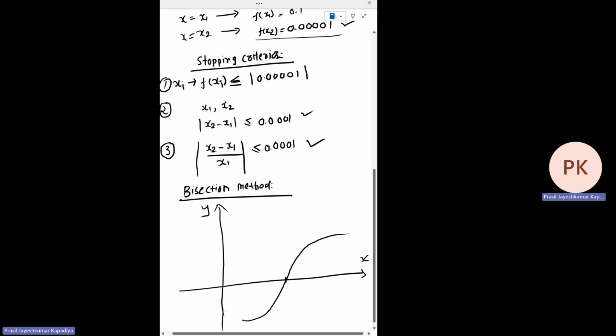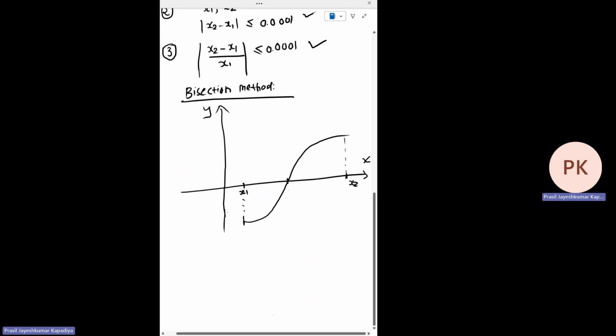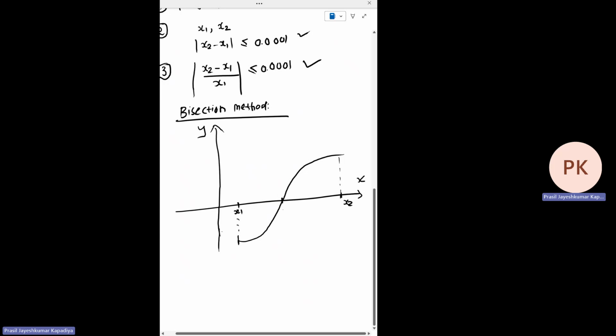So in the bisection method, we have some initial guess. Let's say this is my x1, and according to x1 this is my value, and this is my x2, and according to x2 this is my value. What is the first criteria of the bisection method? When we put x1 and x2, f of x1 and f of x2 should be of opposite signs. Let's say f of x1 is negative, in the negative y-axis, and f of x2 is in the positive y-axis.